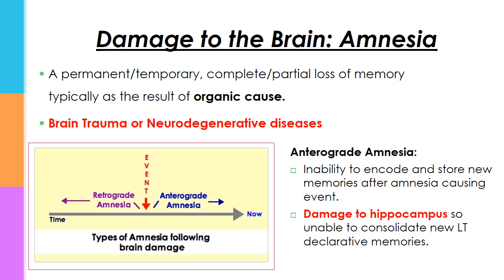The only one that you need to know is anterograde amnesia. And so what that means is if you look at the image, there's an event, it might be an accident, a stroke, surgery, whatever. And so anterograde amnesia means there's an inability to encode and store new long-term memories after the event. This is because the hippocampus has been damaged, so the person is unable to consolidate new long-term declarative memories. What this does not mean is the person cannot store emotional memories, because in this case the amygdala has not been damaged.